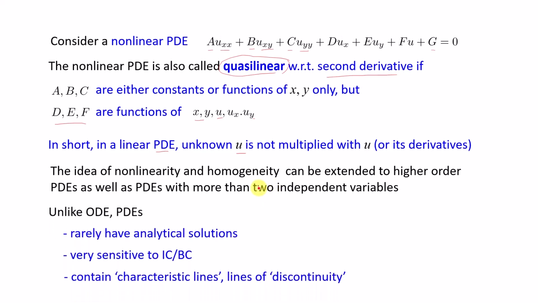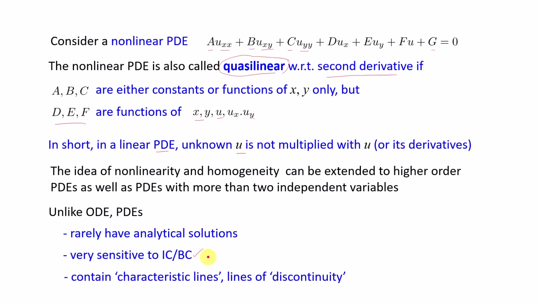There is a serious distinction between PDEs and ODEs. Very few PDEs have analytical solutions, and whenever we have analytical solutions, you will find those PDEs are linear. PDEs are super sensitive to initial conditions and boundary conditions, unlike ODEs. In an ODE, these initial and boundary conditions play a passive role. We solve the equation, and because there is some constant, we get the value of the constant using initial and boundary conditions in case of an ODE.